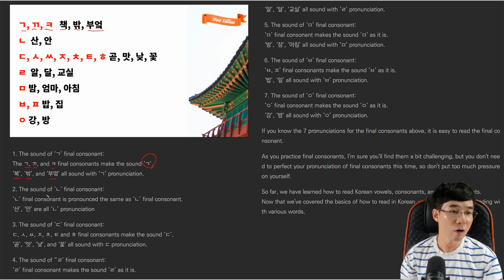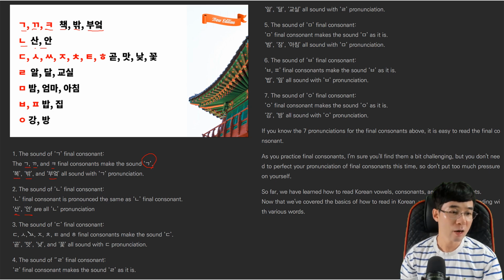Number 2. The sound of 니은 final consonant. 니은 final consonant is pronounced the same as 니은. 산, mountain. 안, inside. 산, 안 are all 니은 pronunciation. 산, 안.